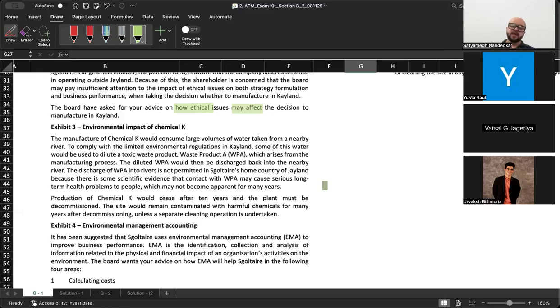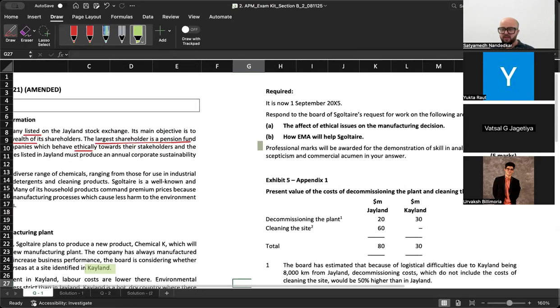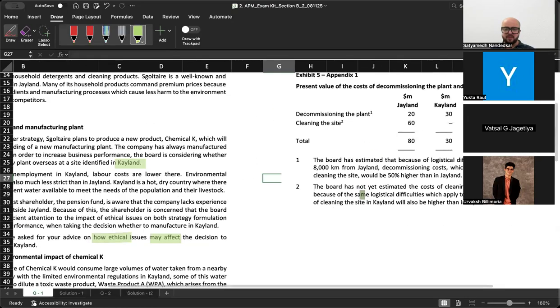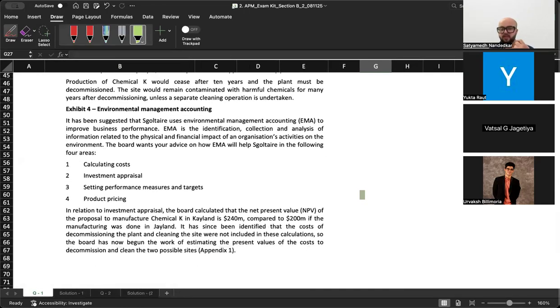The site would remain contaminated with harmful chemicals for many years after decommissioning, unless a separate cleaning operation is undertaken. Exhibit 4 is about environmental management accounting, how EMA will help Skolitaire. It has been suggested that Skolitaire uses environmental management accounting to improve business performance.